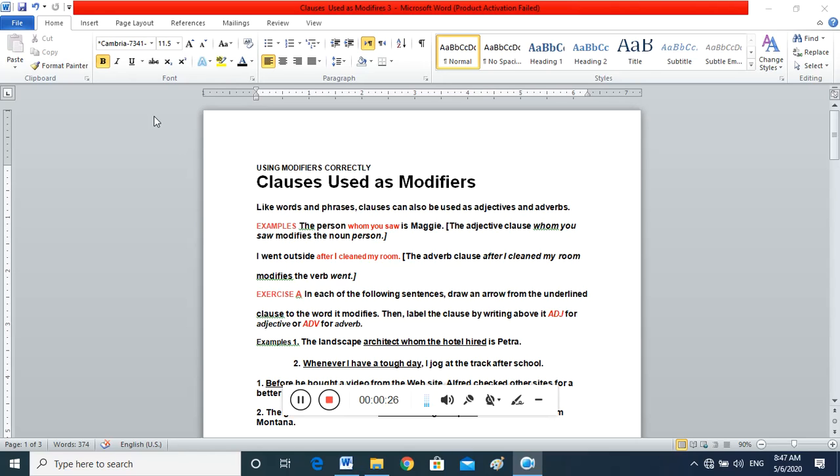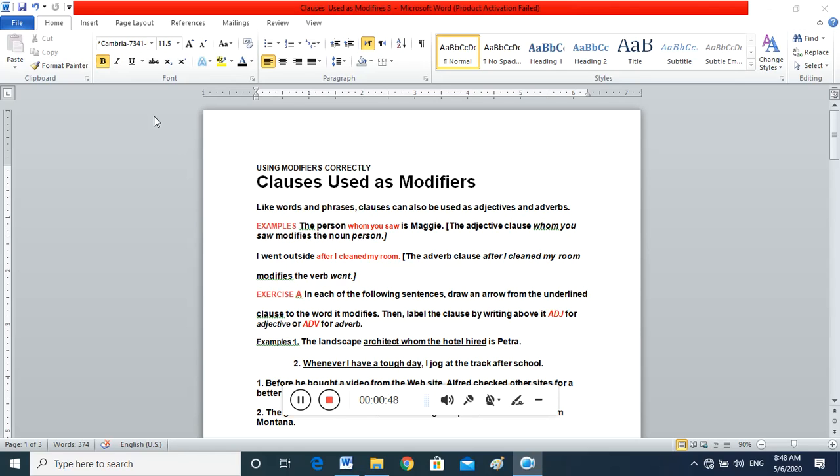A clause is a group of words that contains, yes, a subject and a verb. Okay? Let's see. Like words and phrases, clauses can also be used as adjectives and adverbs.